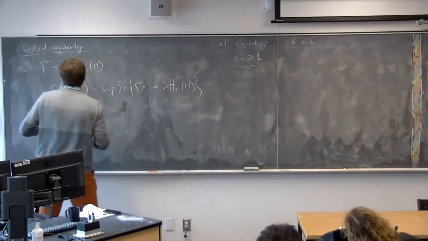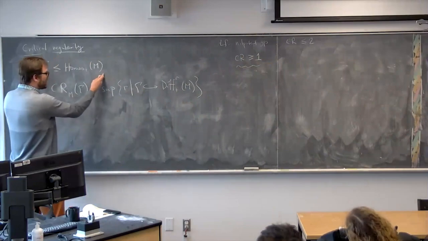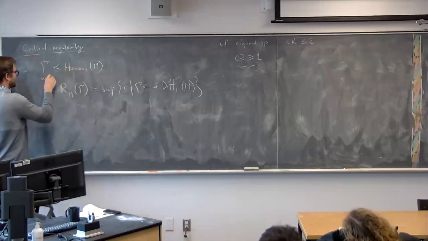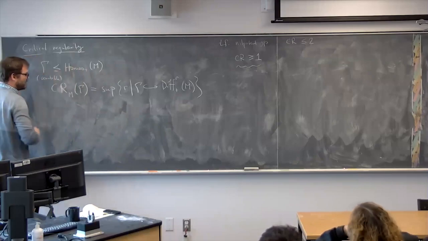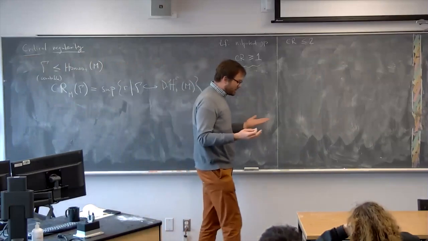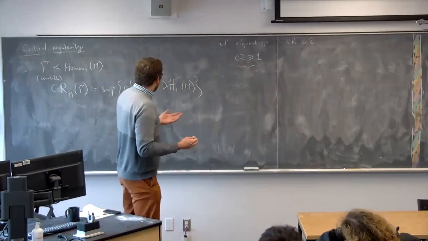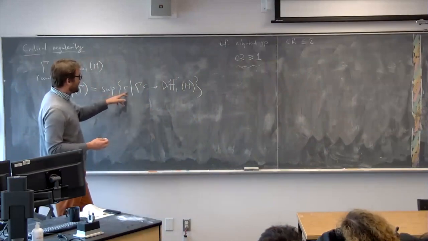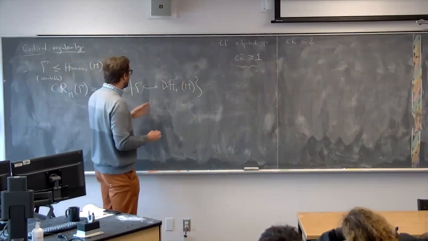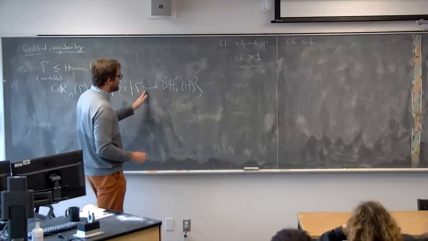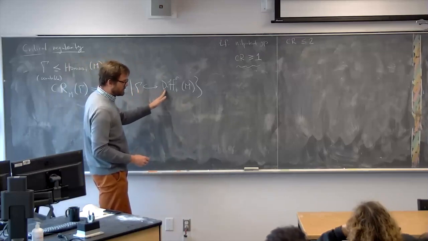So if I start with a group gamma inside of homeo plus M, and we'll assume that this is at most countable, what is the minimum value that the critical regularity can achieve? If this supremum were equal to 1, then that should mean that gamma sits as a group of diffeomorphisms of M.